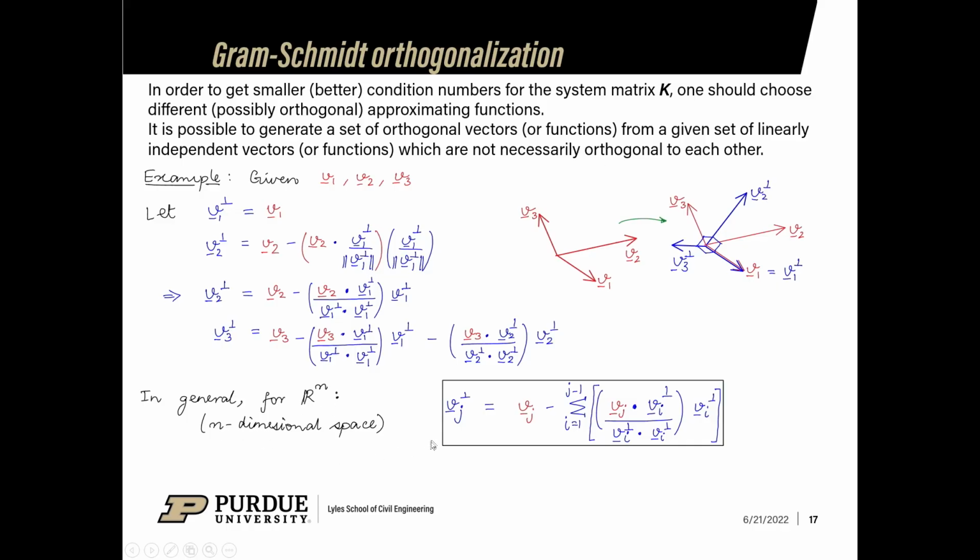In an n-dimensional space, we can obtain n orthogonal functions by taking a vector in the n-dimensional space and subtracting out its component along all the previous functions. So for example, the jth orthogonal function would be equal to the jth linearly independent function minus its component along all the previous i functions, where i goes from 1 to j minus 1, which is basically what we did here as well. So this is an expression that can be used for vectors in higher dimensional spaces.